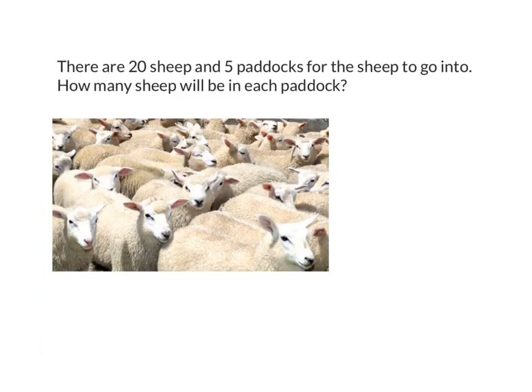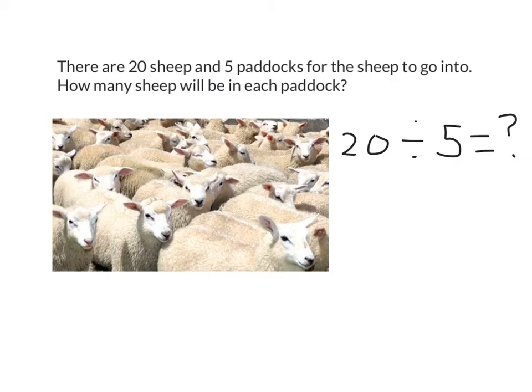Now let's have a look at another problem. This one says there are 20 sheep and 5 paddocks for the sheep to go into. How many sheep will be in each paddock? So this question is asking me to divide the 20 sheep amongst 5 paddocks and to find out how many is in each paddock. 20 divided by 5 equals what?